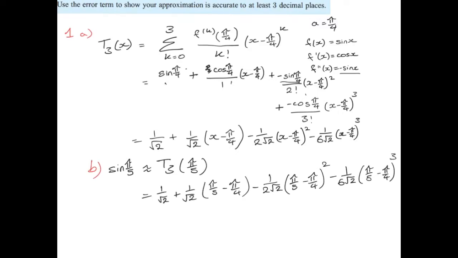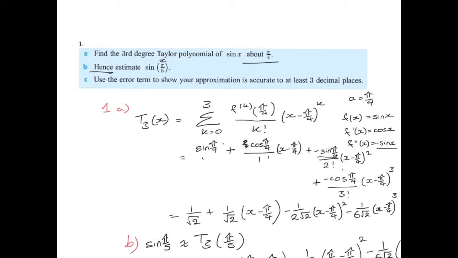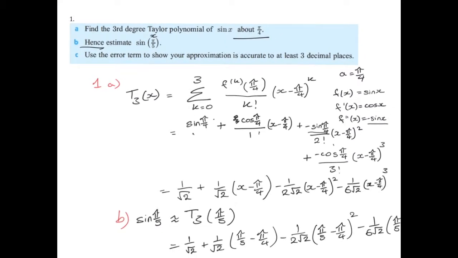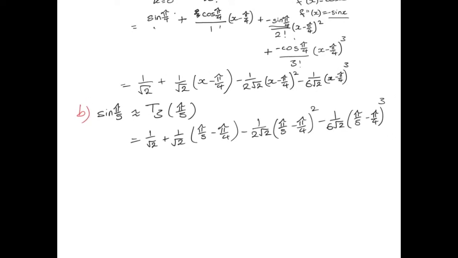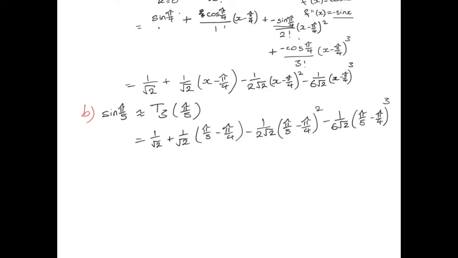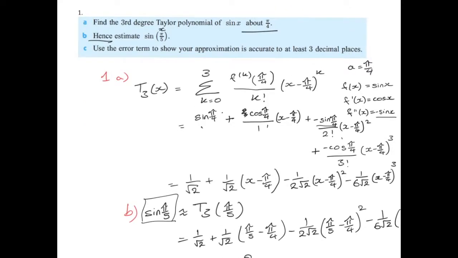Now, the fact that they said approximate and also estimate, but also they didn't tell me to put it in exact form, personally, I think it's fine to put it in your calculator. So I might tell you what I got. So girls, I got approximately 0.5878. Use the error term to show your approximation is accurate to at least 3 decimal places.